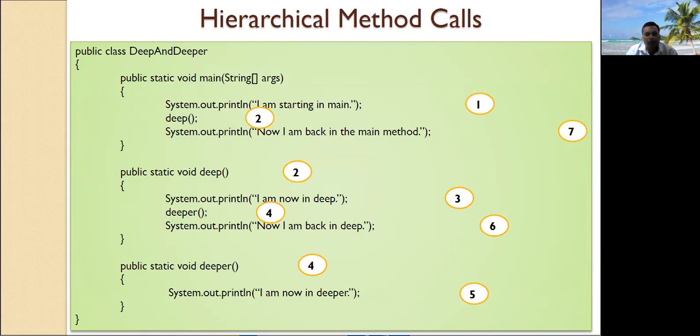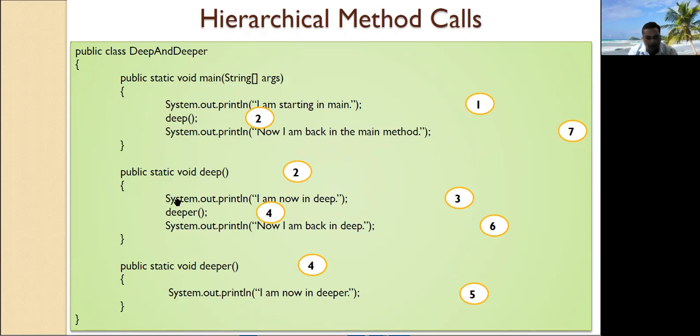Then after that, we are going to discuss hierarchical method calls. Here in this example, three methods are defined: one is the main method, second is the dip method, and third is the dipper method. The dip method gets called inside the main method, and the dipper method gets called inside the dip method. When the execution of the main method starts, at that time the dip method gets called and starts its execution.